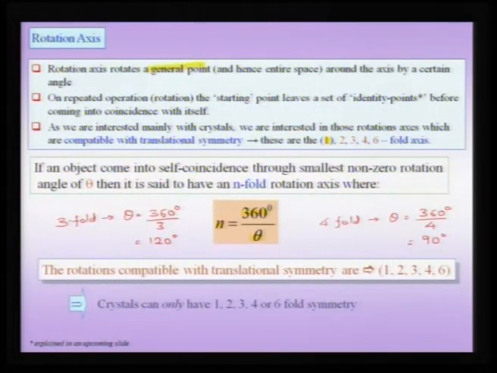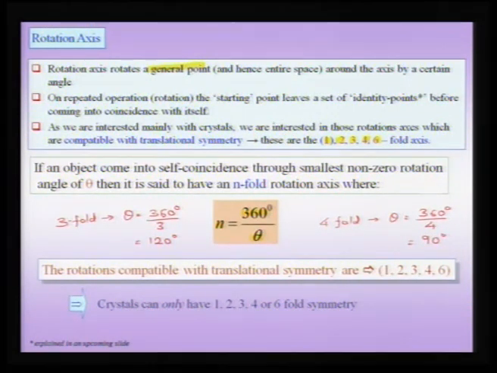But then when you are talking in crystallography, we want to consider only those rotation axes which are compatible with translational symmetry, which is a basic requirement of all crystals, and in that case we will only consider, for instance, the one-fold, which is a very trivial rotational symmetry, the two-fold, the three-fold, the four-fold and the six-fold rotation axis.